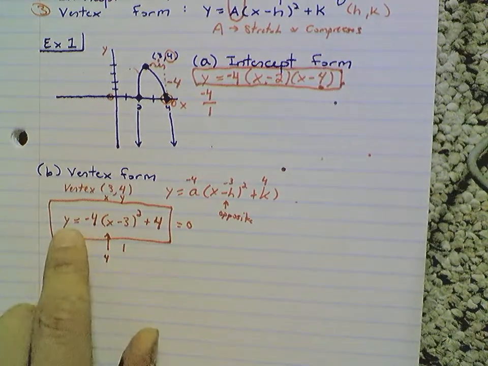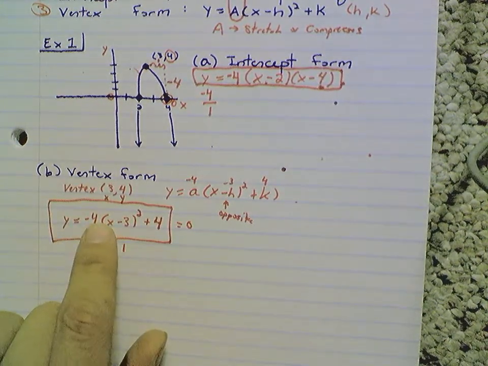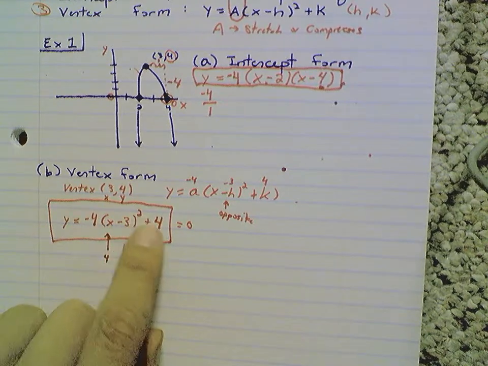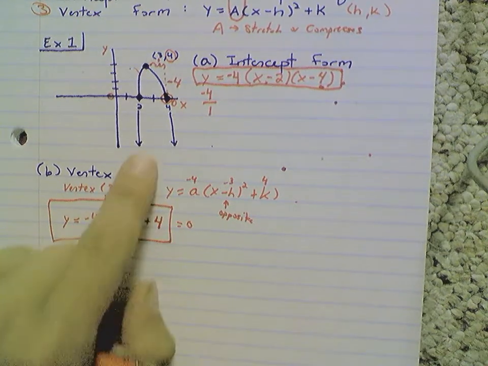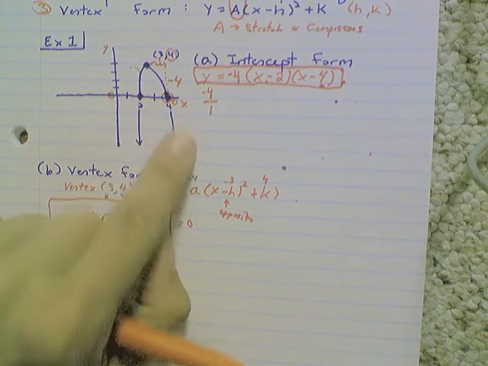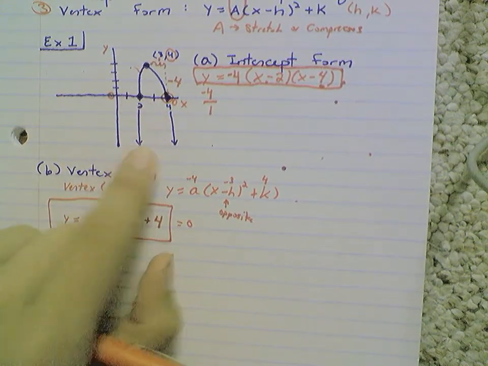So this function, y equals negative 4 times x minus 3 squared plus 4, is the equation for this parabola in vertex form.